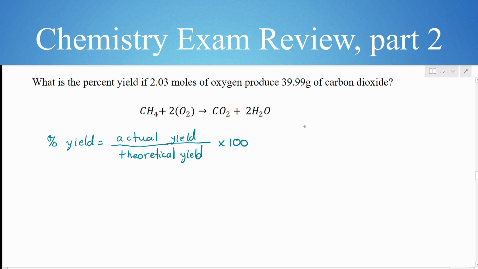So that means we need to find how many grams of carbon dioxide should be made when 2.03 moles of oxygen are input. So we're going to go from moles of oxygen gas to moles of carbon dioxide to grams of carbon dioxide. That is our map from here to here because we cannot go directly from moles of oxygen to grams of carbon dioxide. We must go through moles of carbon dioxide first.